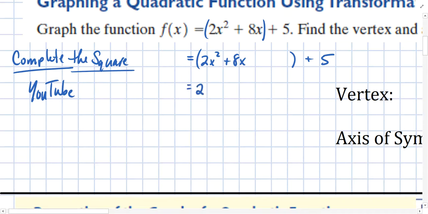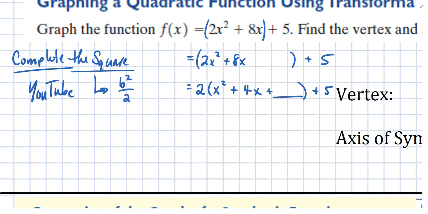And so now I'm going to place the 2 on the outside. I'll have x squared plus 4x. This is going to give me an option to find the correct number to complete the square trinomial. And I still have this plus 5 that's hanging out here. Now the whole completing the square process relies on this formula, and this is one you've got to have memorized. And that's b squared divided by 2, or half of b squared. Now it's not the original b value that we started with, it's this new b value that we've got after rewriting our equation so far.